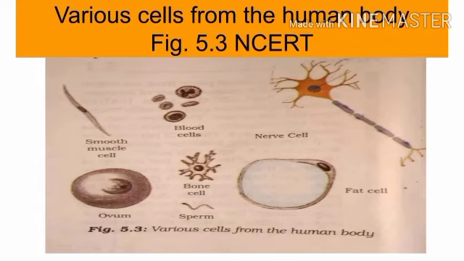These are the following figures given in NCERT figure 5.3, which depicts various cells from the human body. The first one is a smooth muscle cell, the second one is a blood cell, the third one is a nerve cell, the fourth one is a fat cell, the fifth one is a sperm or bone cell, and the sixth one is an ovum. So learn it clearly, draw the diagram.